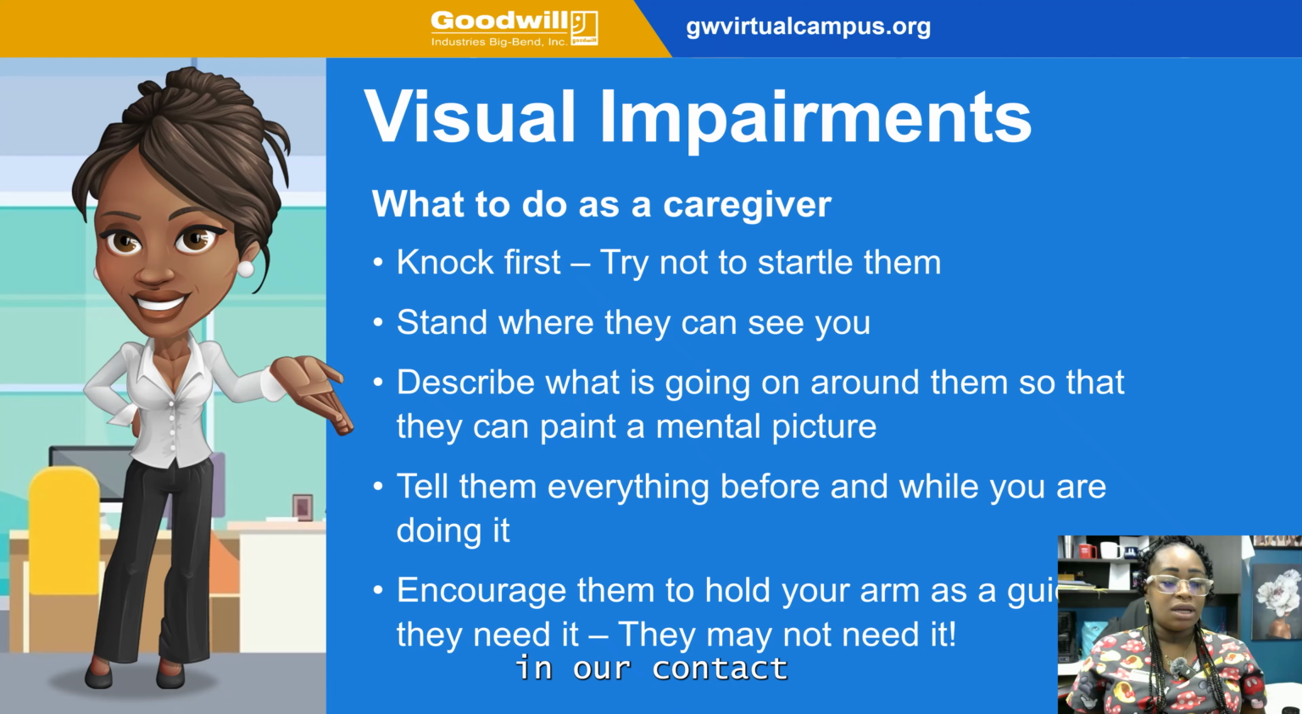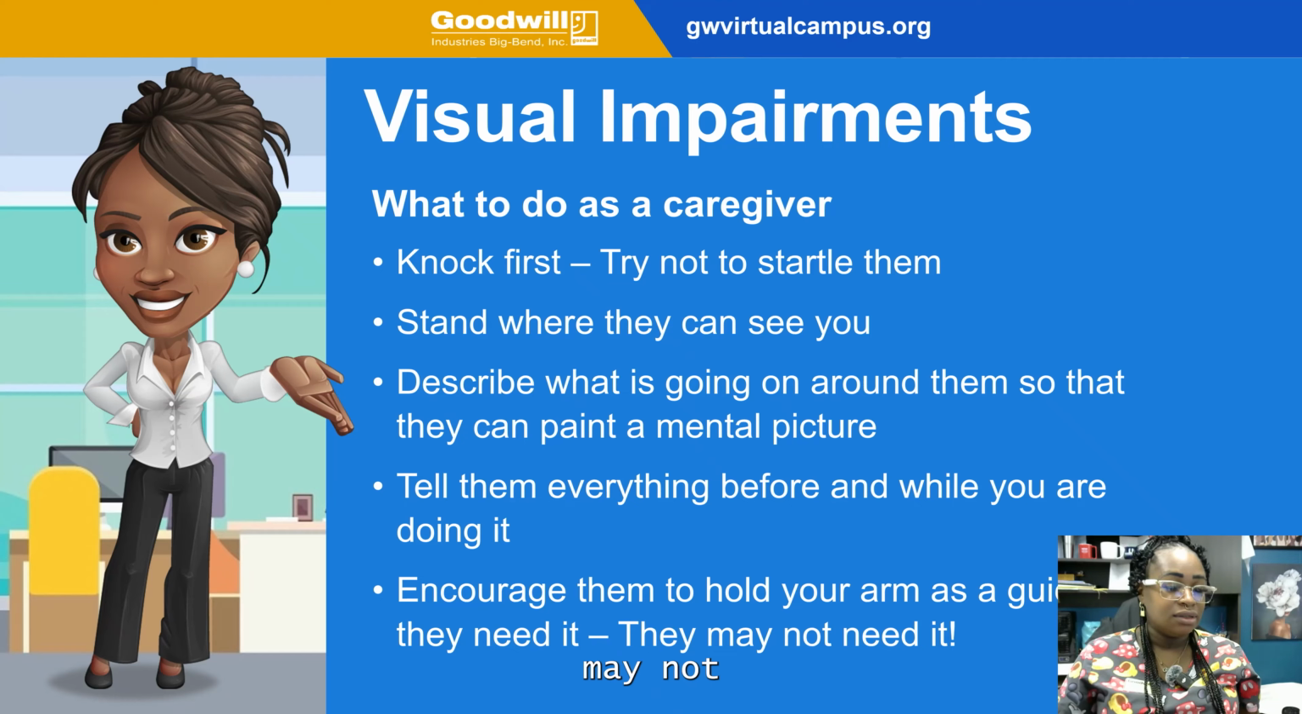We're going to make eye contact with them. We're going to describe what's going on around them. We're going to describe what we're going to do. If they want to know what's going on, we're going to paint a mental picture for them so that they can be comfortable with us in the room with them. We're going to tell them everything we're doing beforehand and then while we're doing it. And we're going to encourage them to hold our arm as a guide if they need to. They may not need it, but we're definitely going to let them know to go ahead and hold on to us.